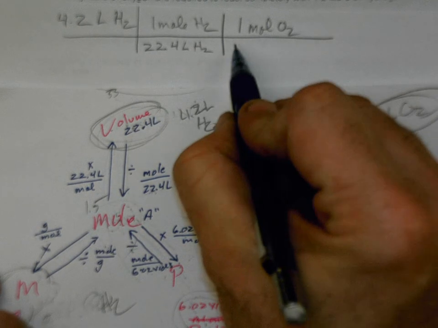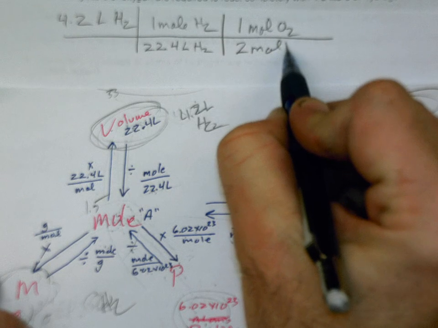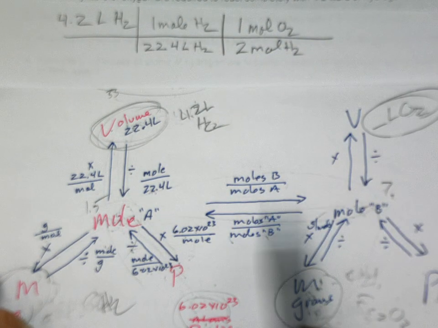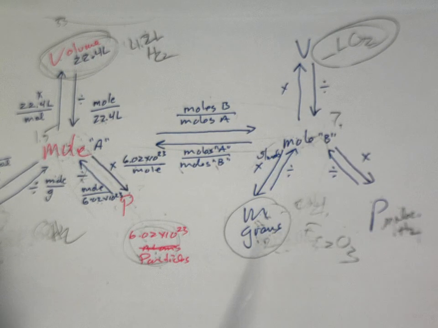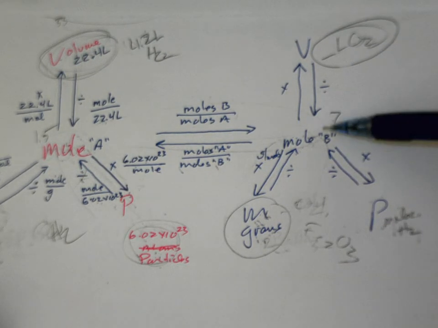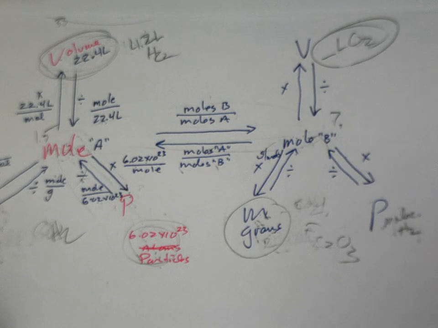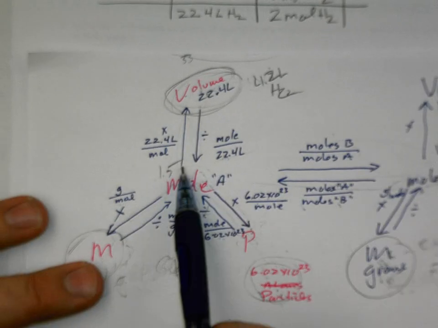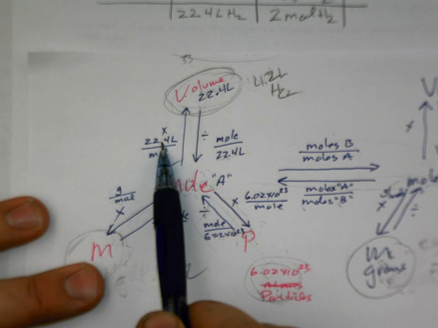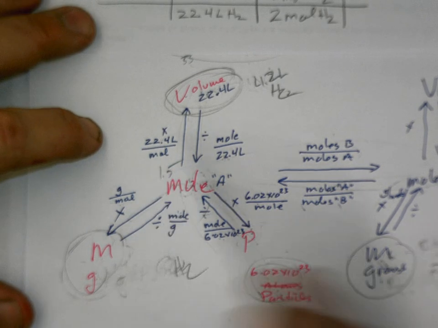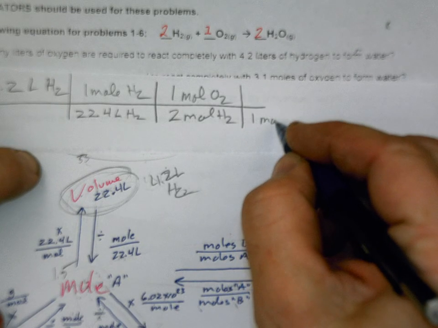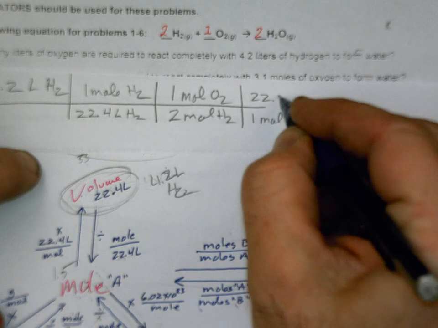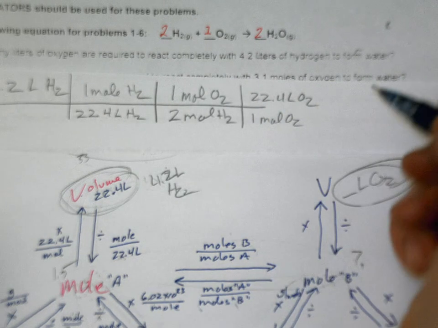So did we say 2 moles of H2? Is that correct? We've got our right molar ratio here? Yes. Okay, and so at this point in the conversion process, we are over here at moles of B. Now we need to get up here to volume because we're looking for volume. If we're going from moles to volume, we're multiplying by 22.4 liters per mole, which should make sense because we want to get rid of moles over here. So 1 mole of O2 is 22.4 liters of O2.